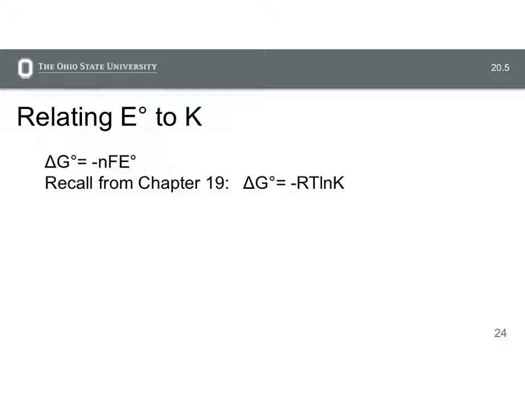Now that we can relate our Gibbs free energy to our standard potential, we can relate our standard potential to an equilibrium constant K. So we just saw that delta G is equal to minus NFE. But we also know from chapter 19 that delta G is equal to minus RT natural log of K, the equilibrium constant. So we can set these equations equal to each other. We'll have minus NFE naught equals minus RT natural log of K.